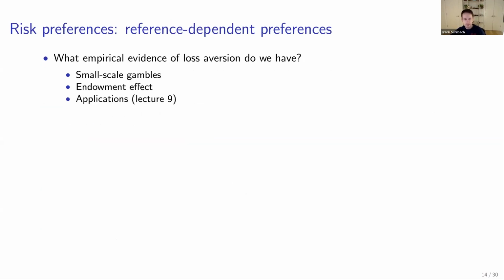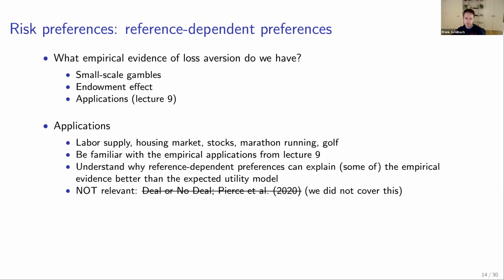Then we discussed empirical evidence. In particular, what empirical evidence of loss aversion do we have? We talked about small-scale gambles. We talked about the endowment effect in particular. And then we discussed some applications in lecture 9. So what are these applications? We discussed labor supply, the housing market, stocks, marathon running, and golf. So you should be familiar with these empirical applications from lecture 9.